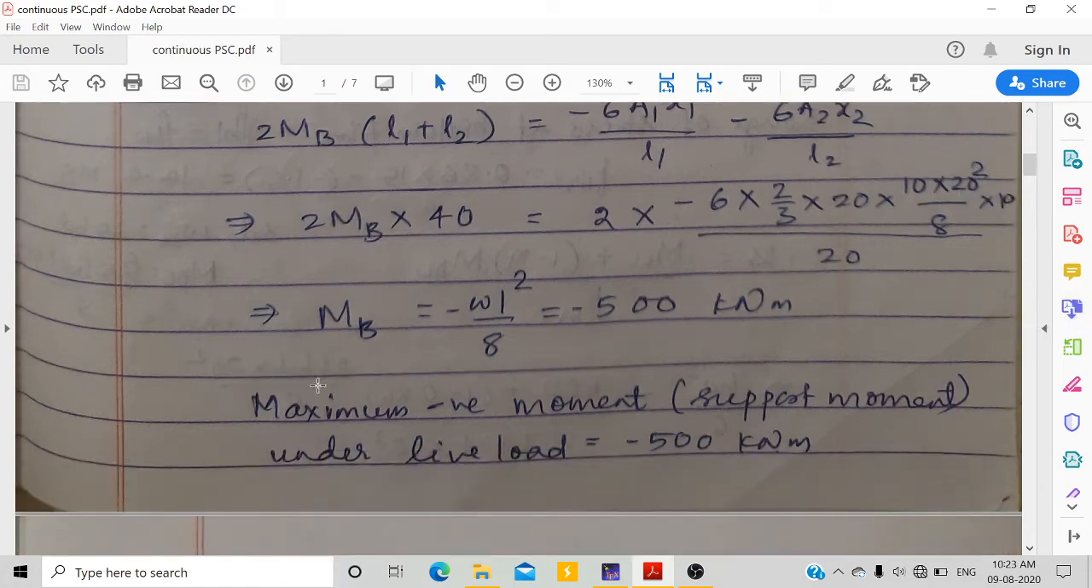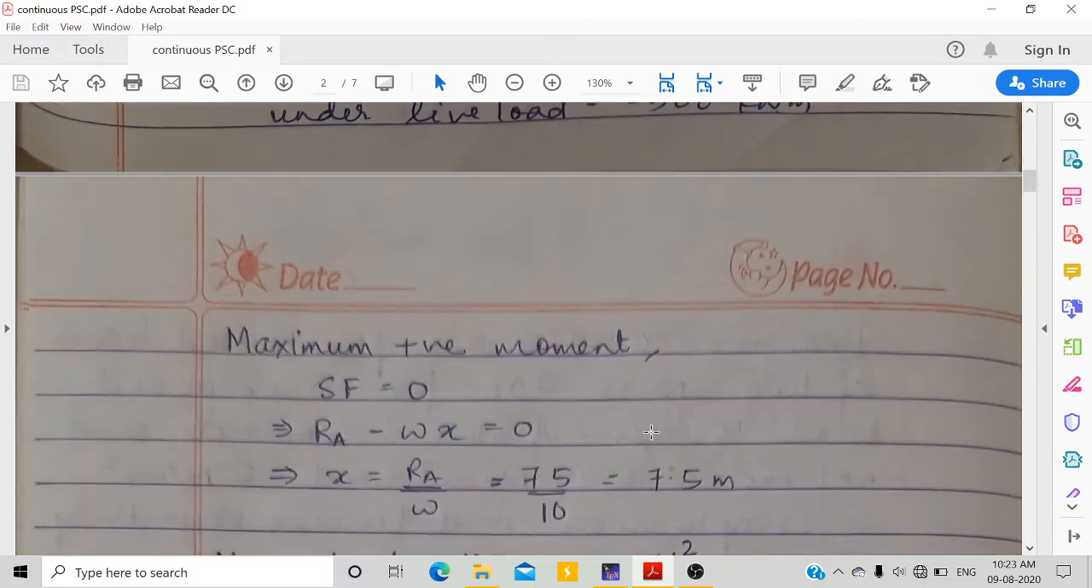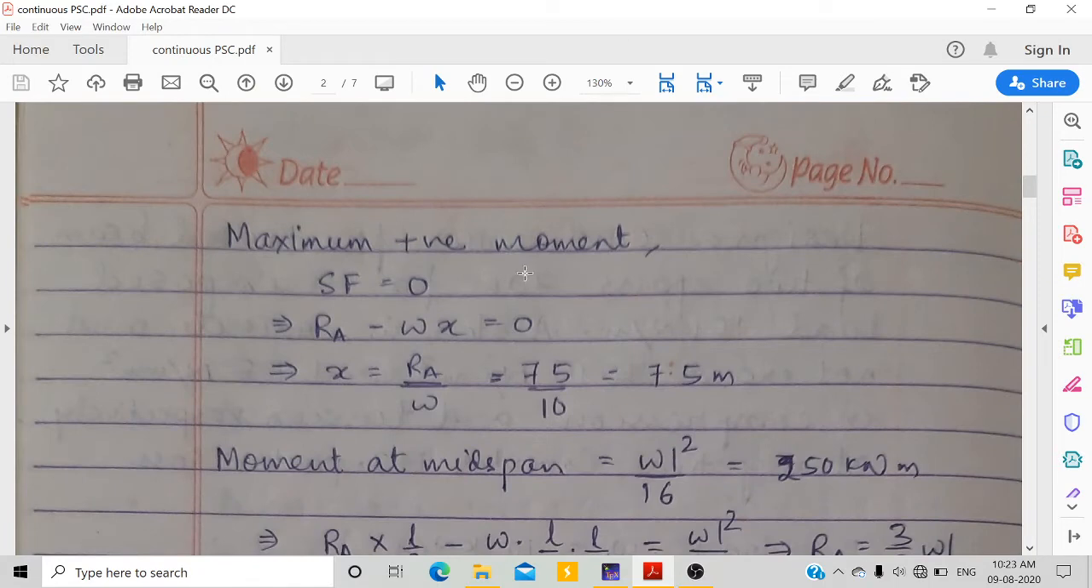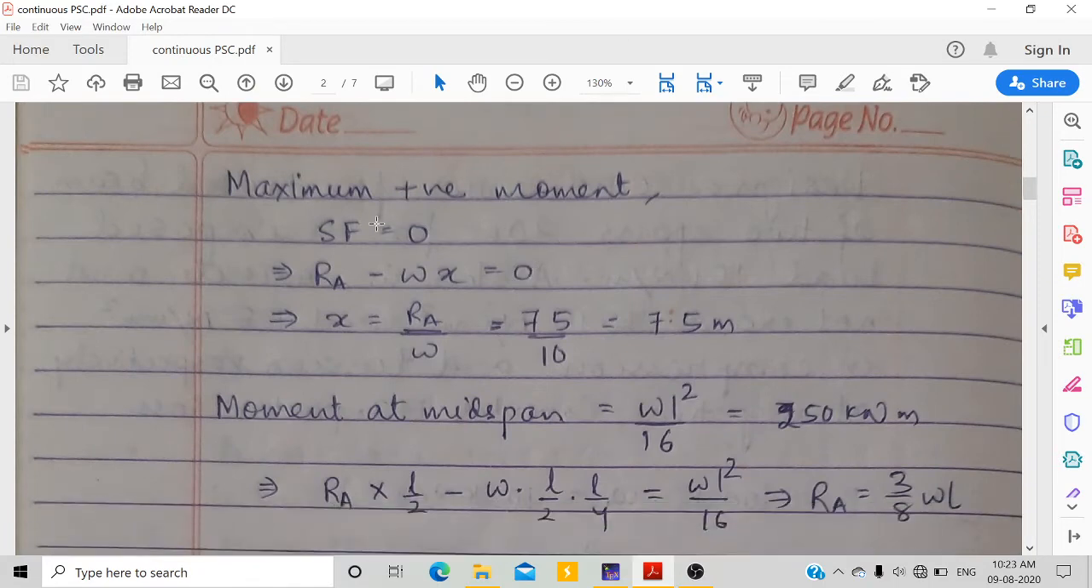Okay. So the maximum negative moment is this minus 500. Coming to the maximum positive moment, which will occur in the span where the shear force will be equal to 0. So the reaction RA minus W, which is the live load WLL, into that X distance where maximum moment will occur, equal to 0. So X is RA by W. So W I know is 10.